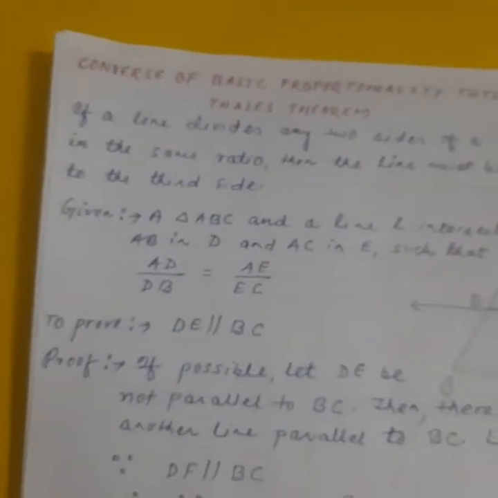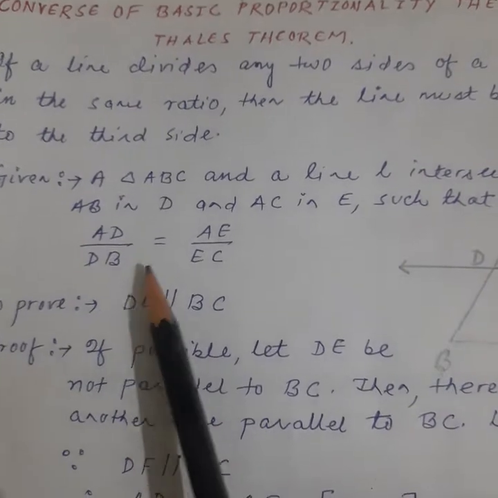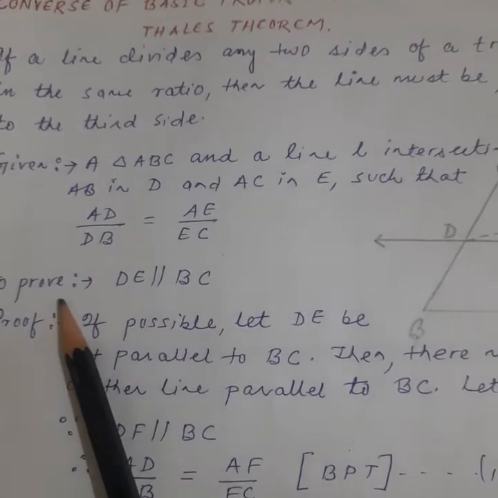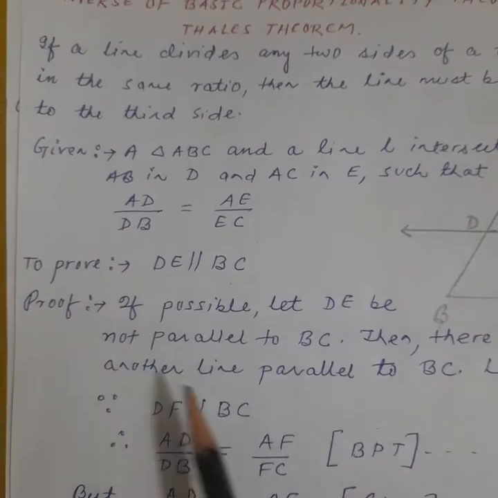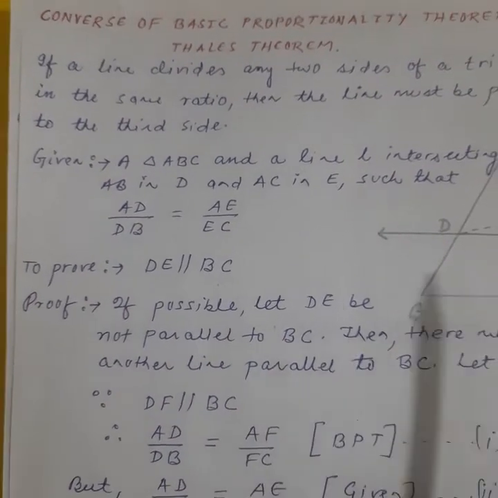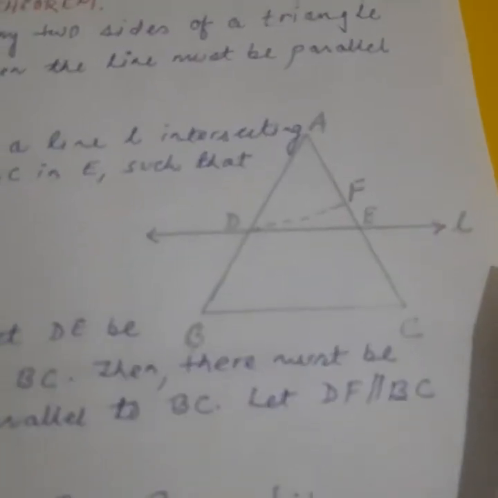For that we have written: given a triangle ABC in which a line L intersects AB in D and AC in E, such that AD by DB equals AE by EC. As I already said, to prove is DE parallel to BC. Now suppose, if possible, let DE be not parallel to BC. We have assumed that this line DE is not parallel to BC.